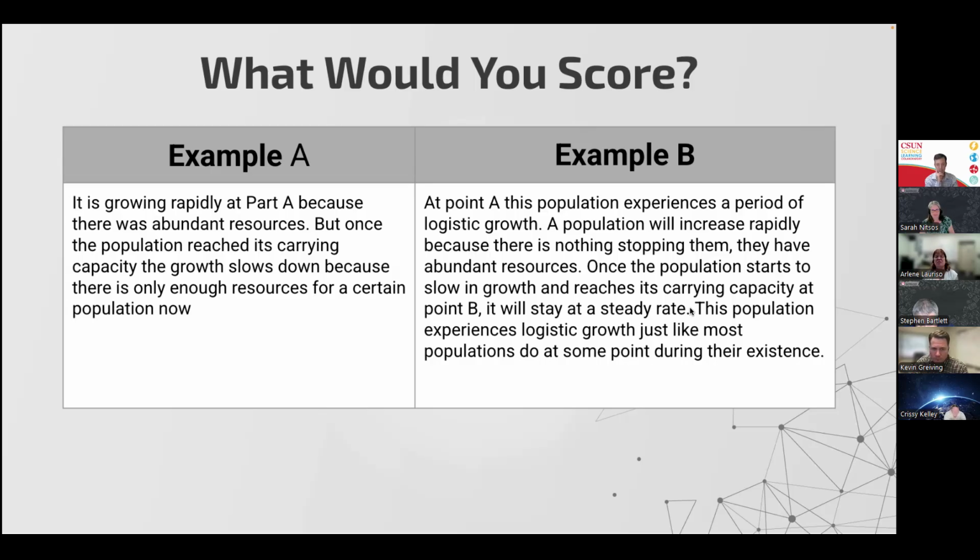Okay, so let's try student B. What do we think? 0, 1, or 2? Okay, nicely done. So although this student obviously has a very high vocabulary, they did not explain how the resources were being limited in part B. And so that's why they only achieved 1 point.